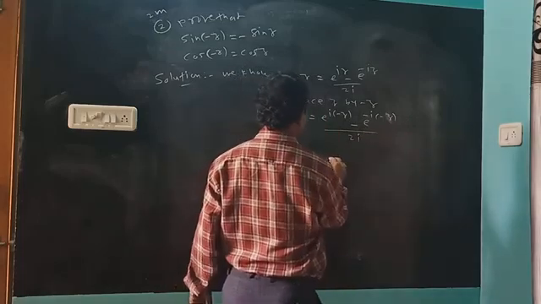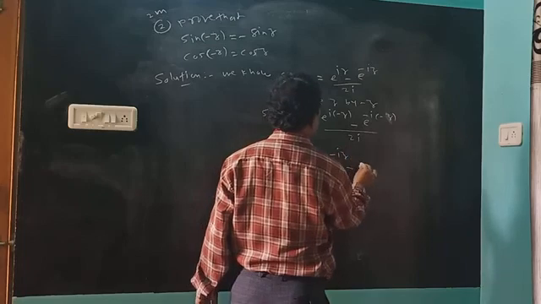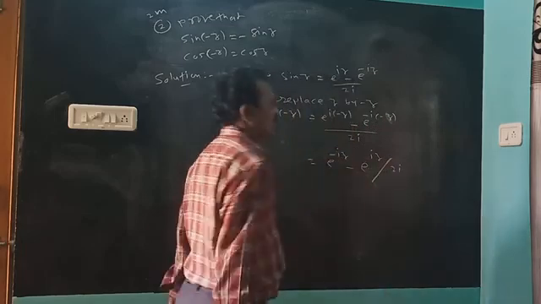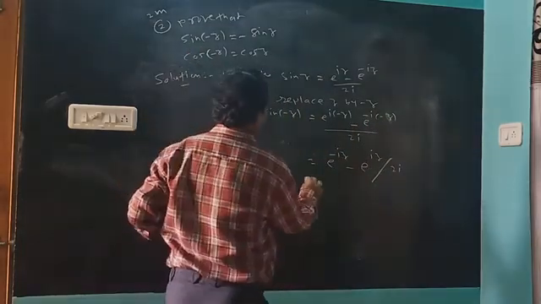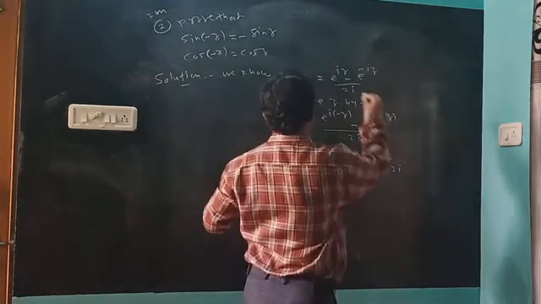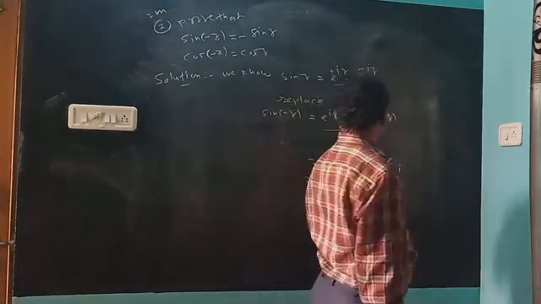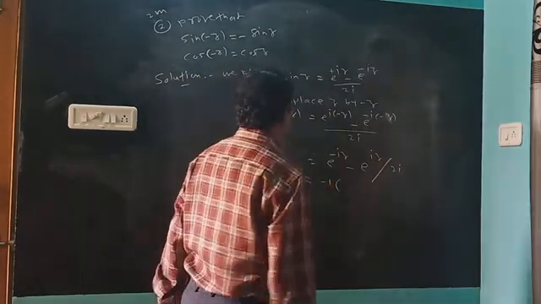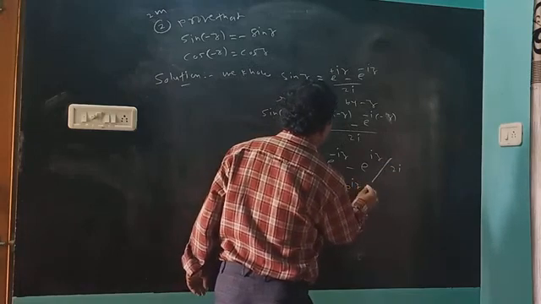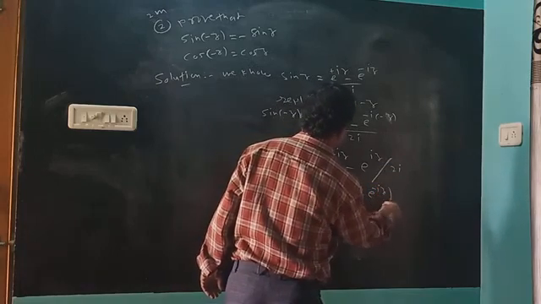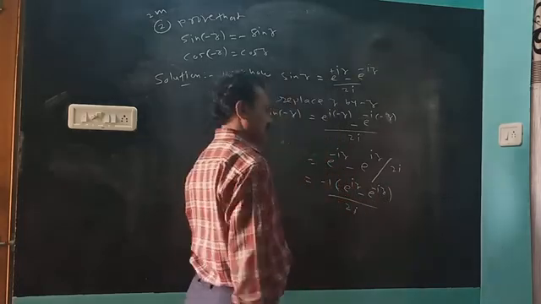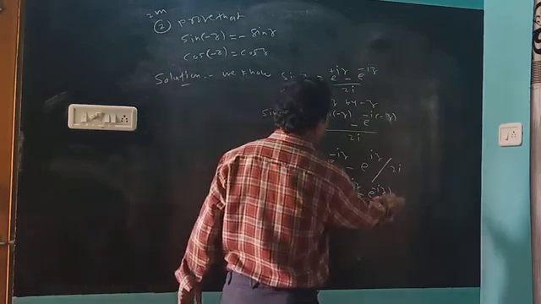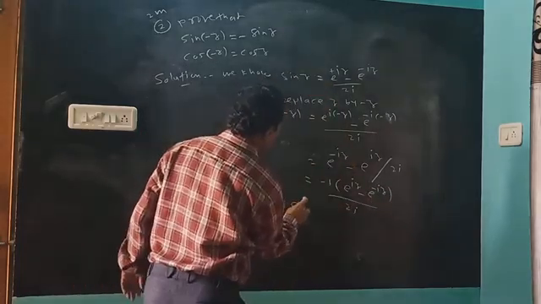So what you see, e raised to power minus iz minus e raised to power plus iz, upon twice i. So in the definition, e raised to power iz is the first term and the second term is minus. So the first term is plus. Minus sign is common, or minus 1 is common. So e raised to power iz minus e raised to power minus iz divided by twice i, so minus sine, and now the remaining part by definition is sin z.